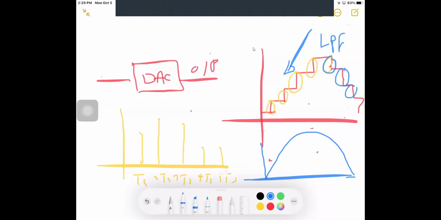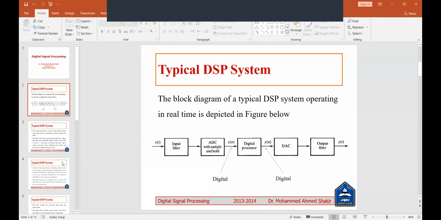Now, this is about the output of the D2A converter and passing this output through a low-pass filter. After that, we have passed the D2A signal, which contains high frequencies, through a low-pass filter to remove the high frequencies and to get a smooth output. Now, going back to the lecture slides.